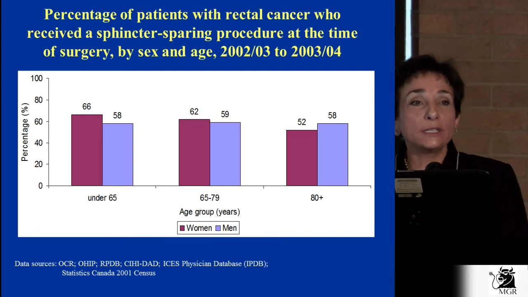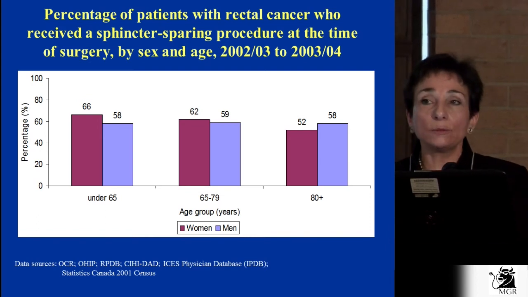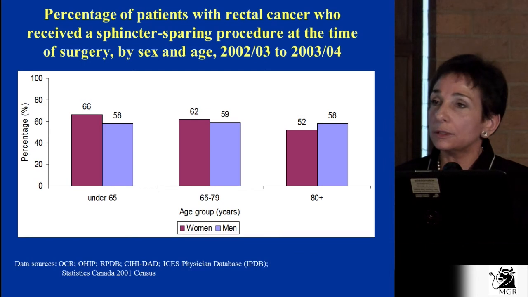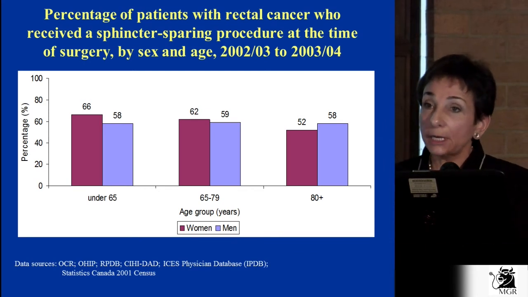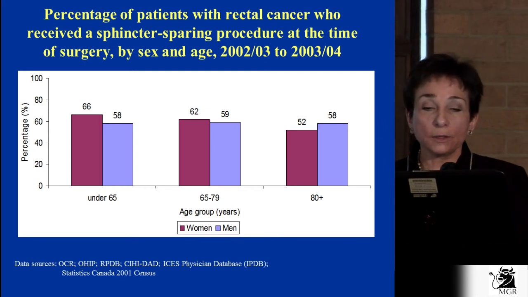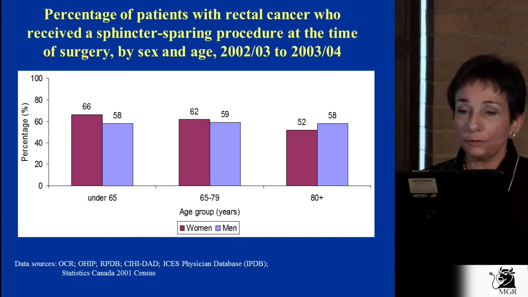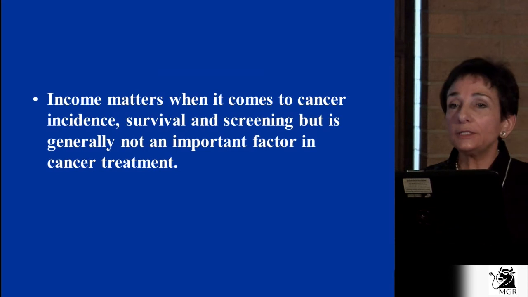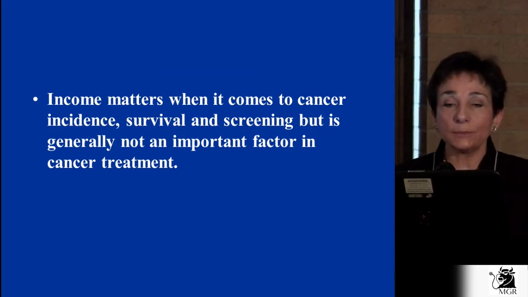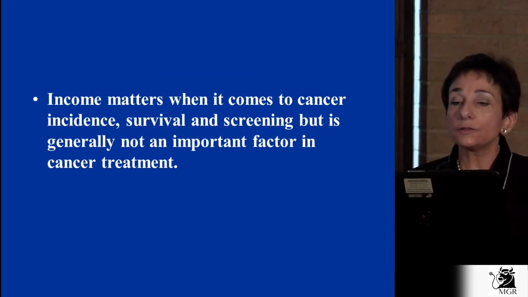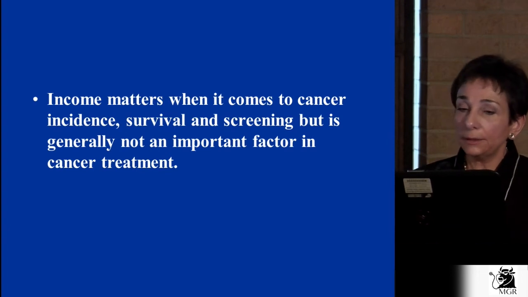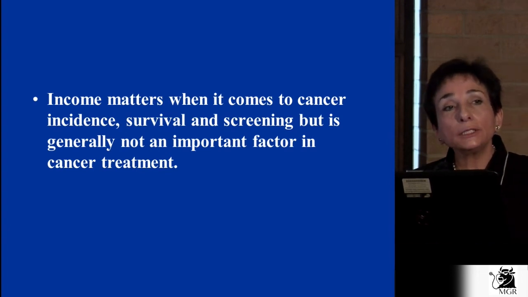Similarly, for the percentage of patients with rectal cancer that received a sphincter sparing procedure, this is the recommended type of procedure for rectal cancer. And again, they did not find major differences in terms of gender. However, they did find that income matters when it comes to cancer incidence, cancer survival, and screening, but it is generally not an important factor in cancer treatment.